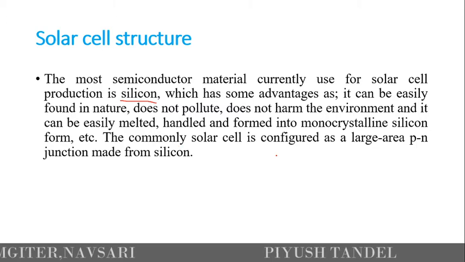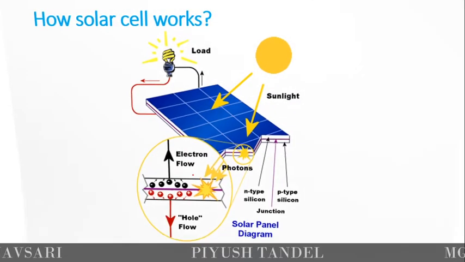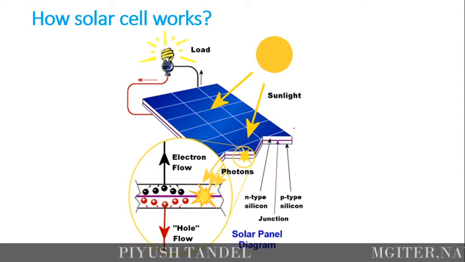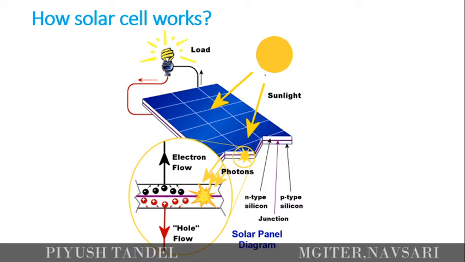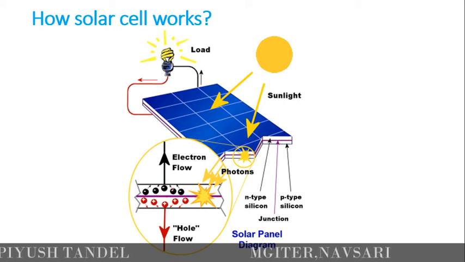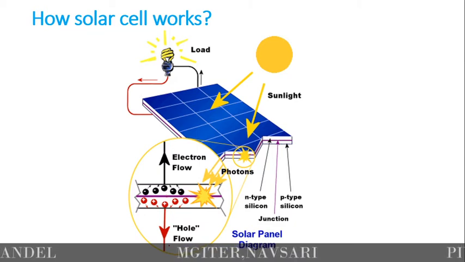Now the solar cell is commonly configured as a large area PN junction made from silicon, and here is how the solar cell works. Over here we have our sun. Whenever sunlight is directly applied to the PV cell, which has a P junction and an N junction, electrons and holes are separated. As we can see, whenever photons are applied to the PV cell, the electrons flow in this direction and the holes flow in this direction.